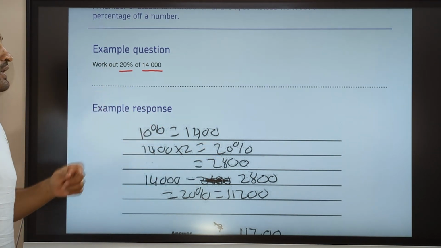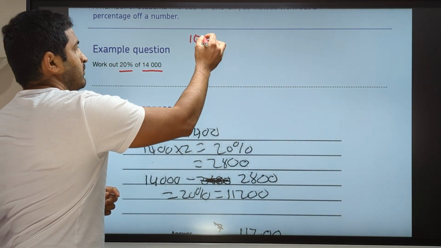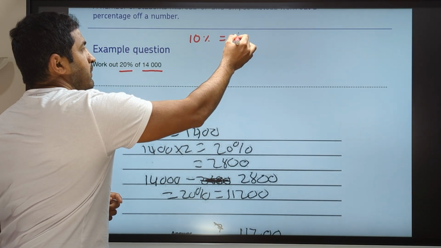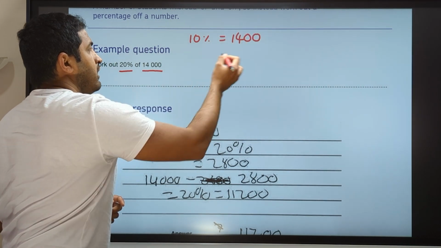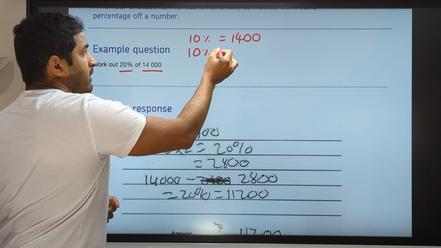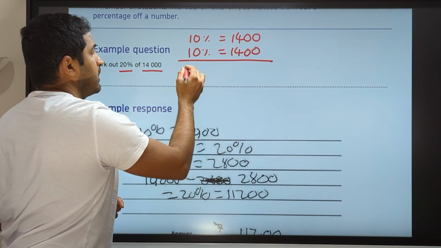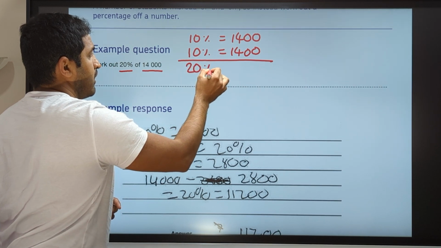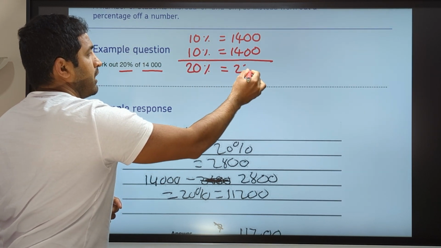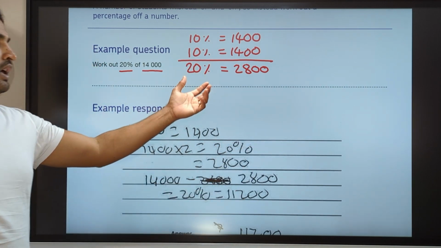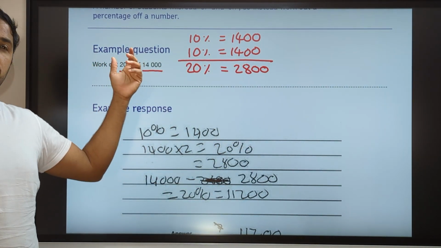You work out the 10%, which is 1400, and work out another 10%, that's also 1400, and when you add them together that gives you 20%, which adds up to 2800. And if you write that answer down, you would get those 2 marks that you deserve.